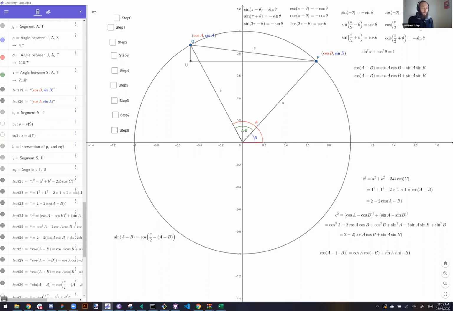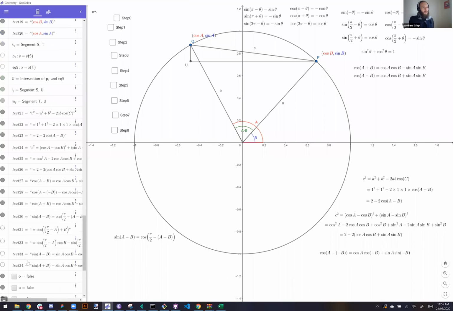So I start with sine theta, and I turn it into cos of pi over 2 minus theta. Well, over here, I start with sine of A minus B, and I turn it into cos of pi over 2 minus (A minus B). It's a little bit complicated to say out loud, but just think about how if A minus B is a single blob, then sine of blob is cos of pi over 2 minus blob. Okay.